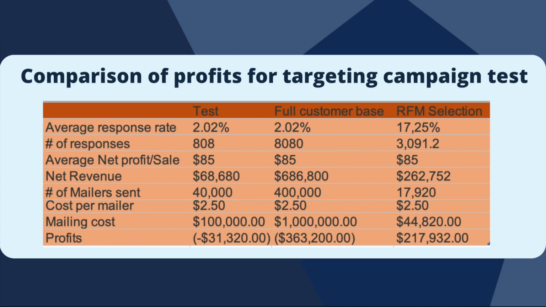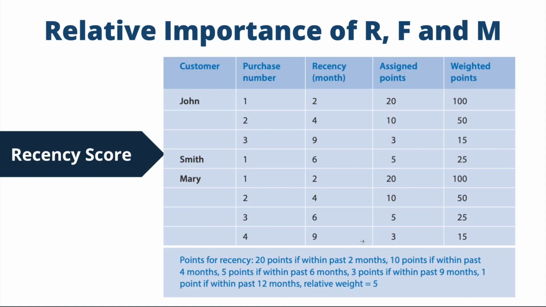Specifically, we can see in this table a profit of $217,932 instead of a loss of $363,200 when not applying RFM. The final part of the RFM method is the relative importance of R, F and M. Here is one specific example.